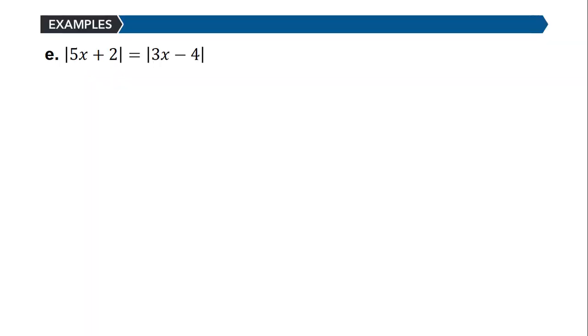So when we want to solve an equation like this, the absolute value of 5x plus 2 equals the absolute value of 3x minus 4, then the only way that's true is if the inner expressions are the same, that is, if 5x plus 2 is equal to 3x minus 4, or if 5x plus 2 is equal to the opposite of 3x minus 4.